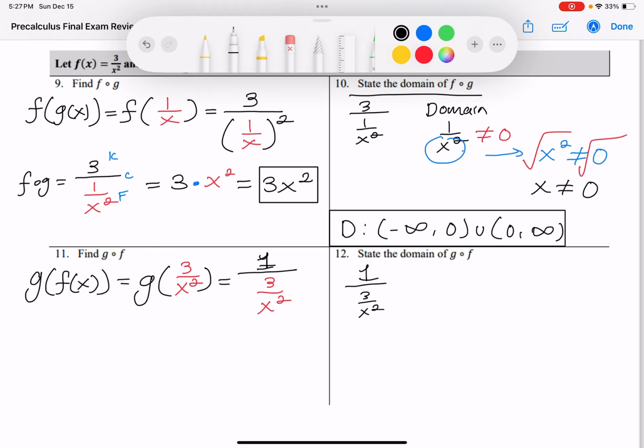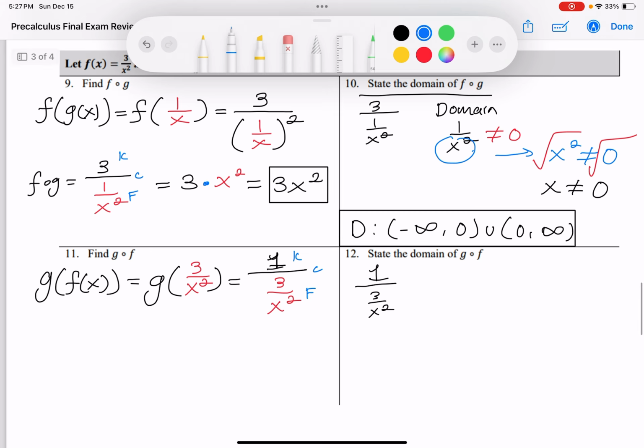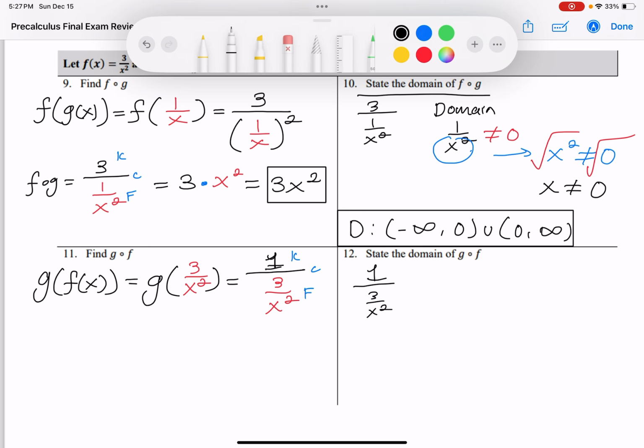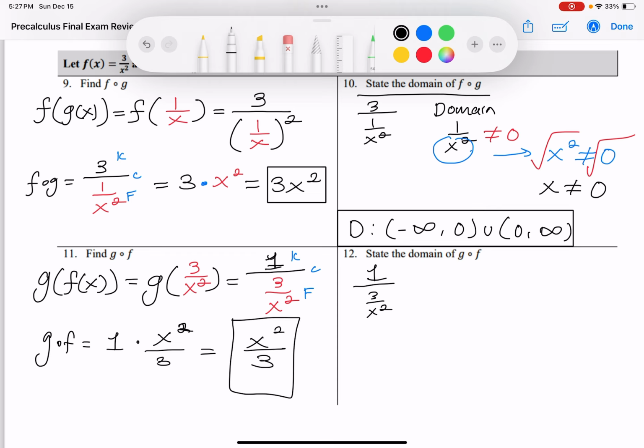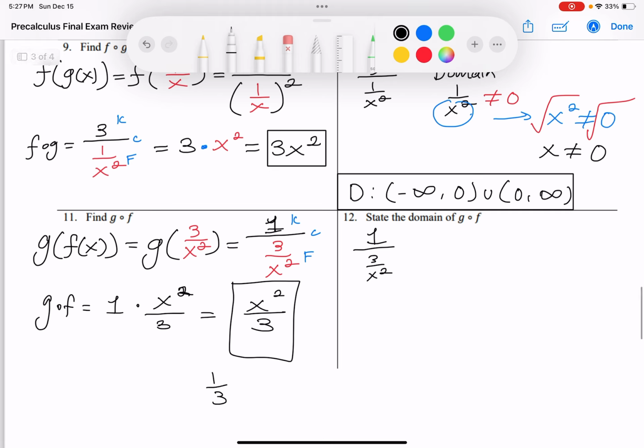Anyway, we're going to utilize keep, change, flip once again. Keep the top the same, change the division to multiplication, flip the second fraction. So g of f equals 1 times x squared over 3. And 1 times anything is itself, so that's going to be x squared over 3. Or if you want to, you can write that as 1/3 times x squared. Same thing.